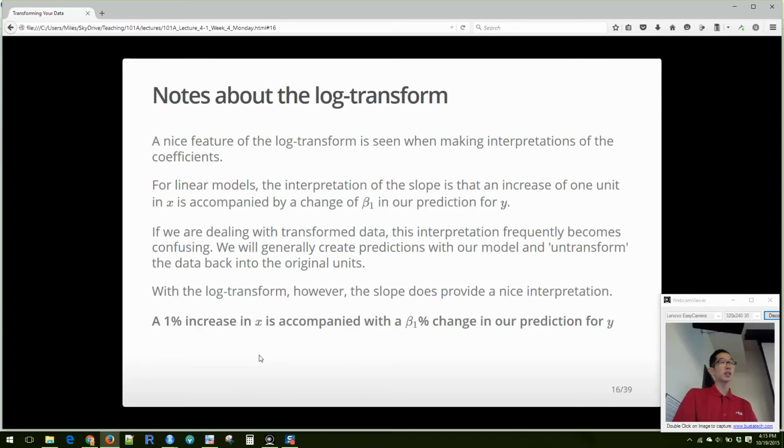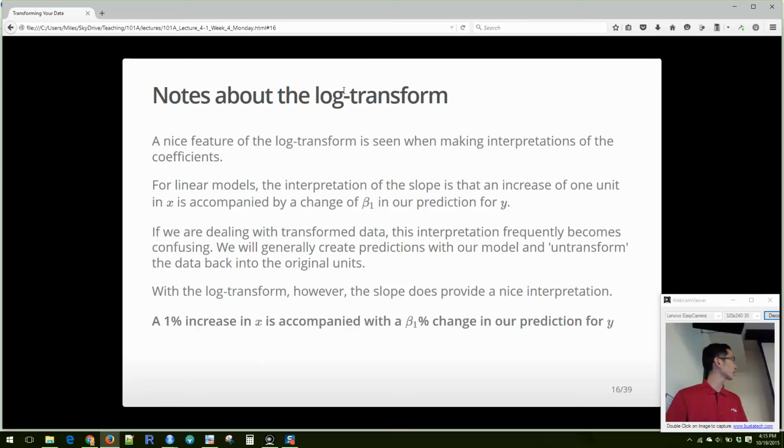That works nicely. When you're dealing with transformed data, like the square root of x and the square root of y, then adding 1 to the square root of x is accompanied by this change in the square root of y. But what does that even mean, right? Adding 1 to the square root of cruise increases the square root of the rooms cleaned by this. It's hard to interpret that, okay? So usually you just talk about how your predictions have changed.